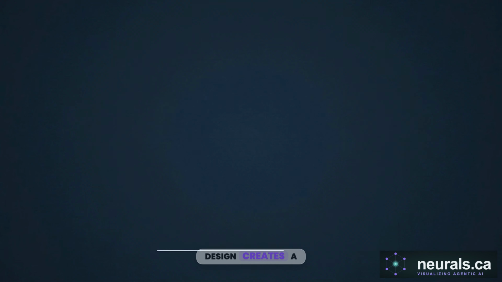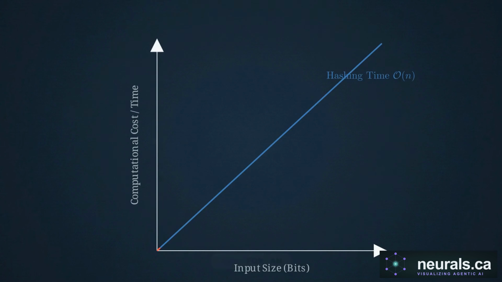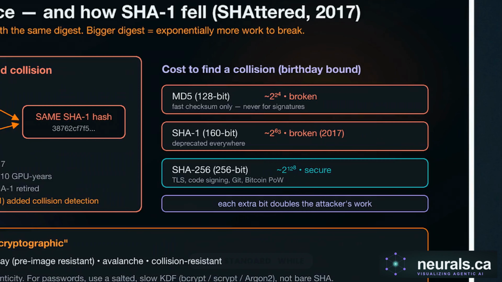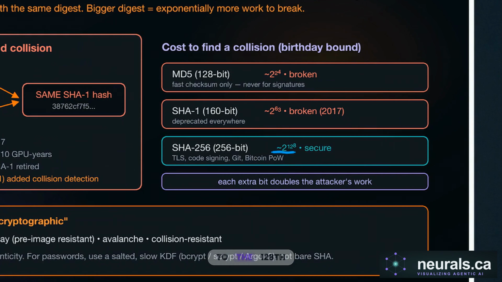This design creates a mathematical gap. As shown here, SHA-256 processes data quickly in linear time. But for an attacker, the cost to defeat the math scales exponentially. We can see why SHA-256 became the standard. While MD5 and SHA-1 were compromised at lower work bounds, SHA-256 remains secure at a collision bound of 2 to the 128th power. Every single additional bit in the digest doubles the attacker's work.